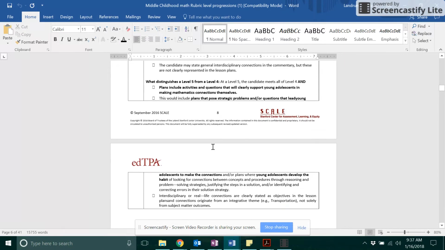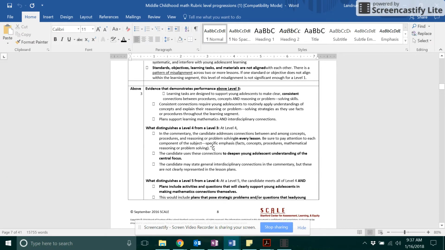Okay, so here we are. Sorry, that first thing cut off there. What distinguishes a level 4 from a level 3.